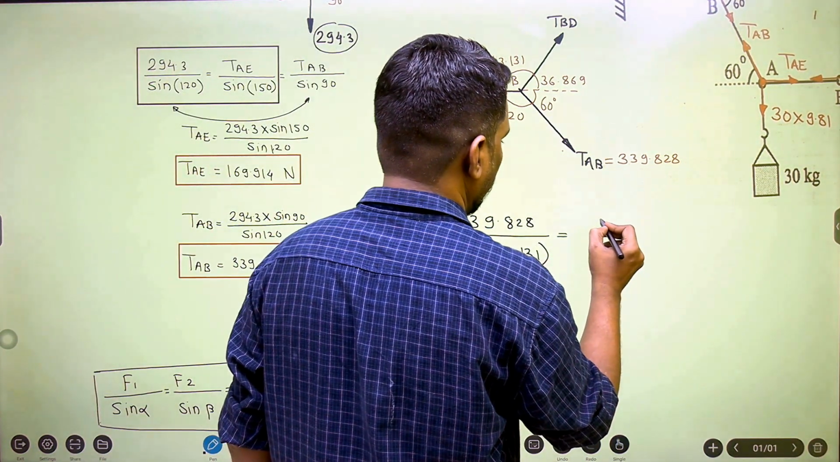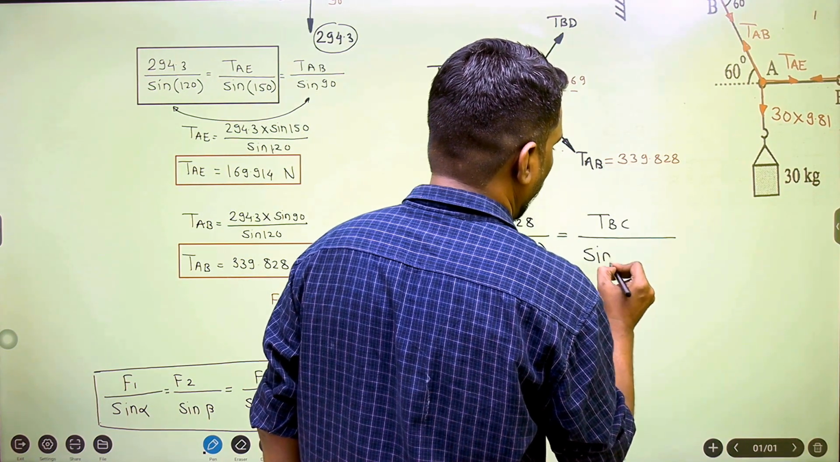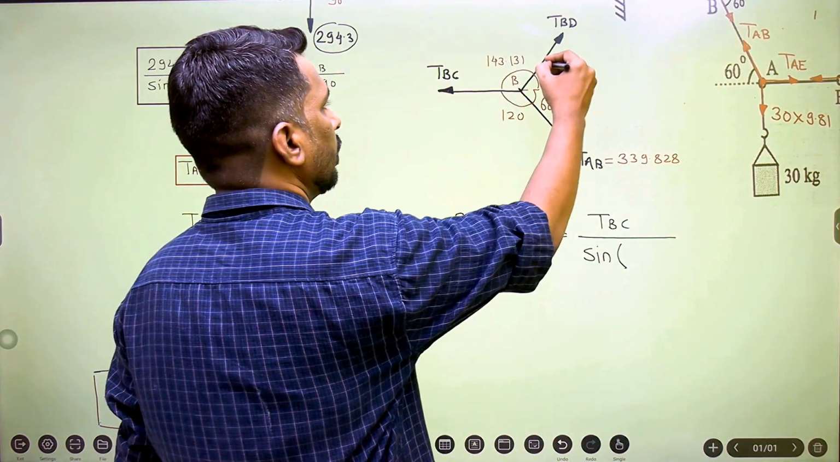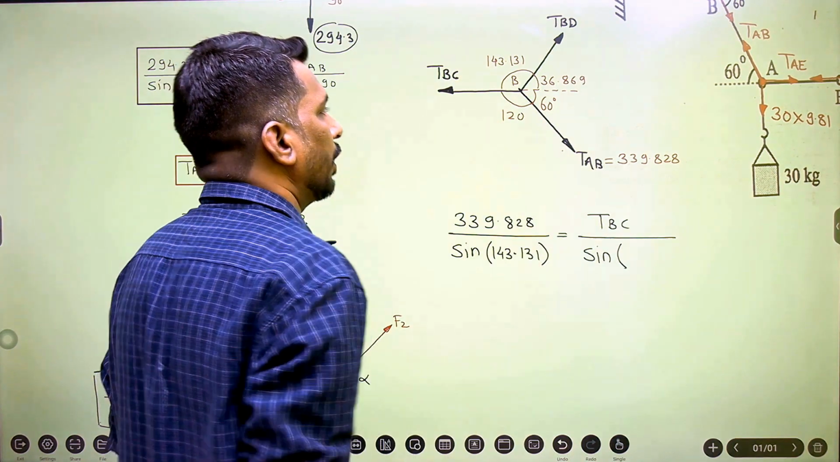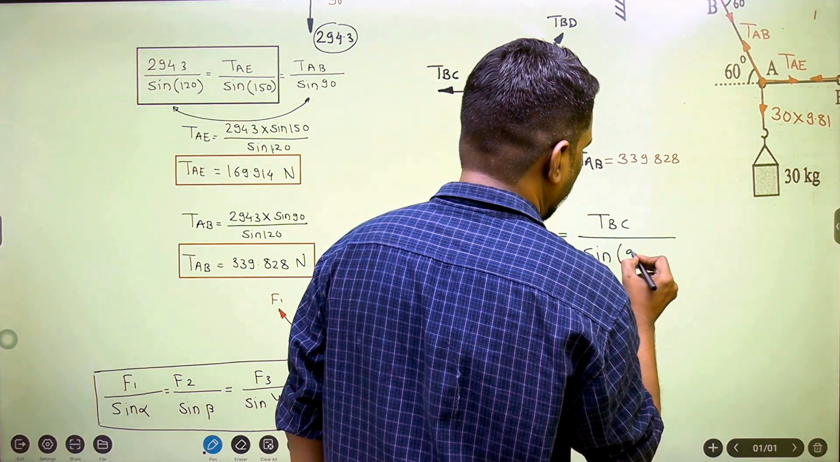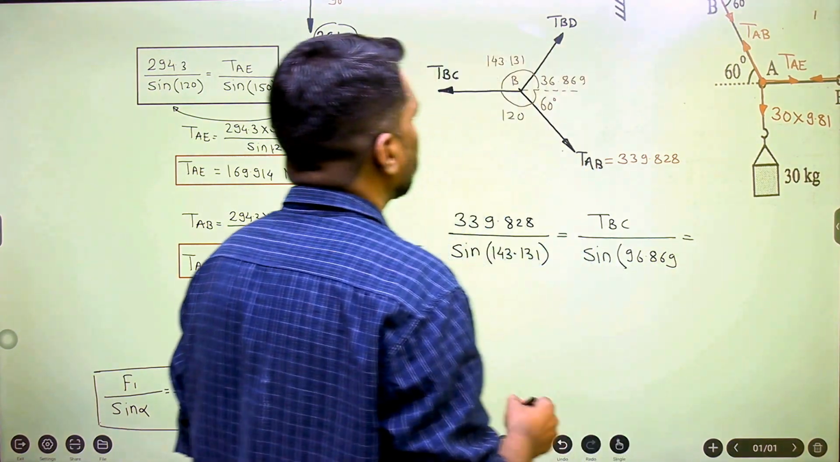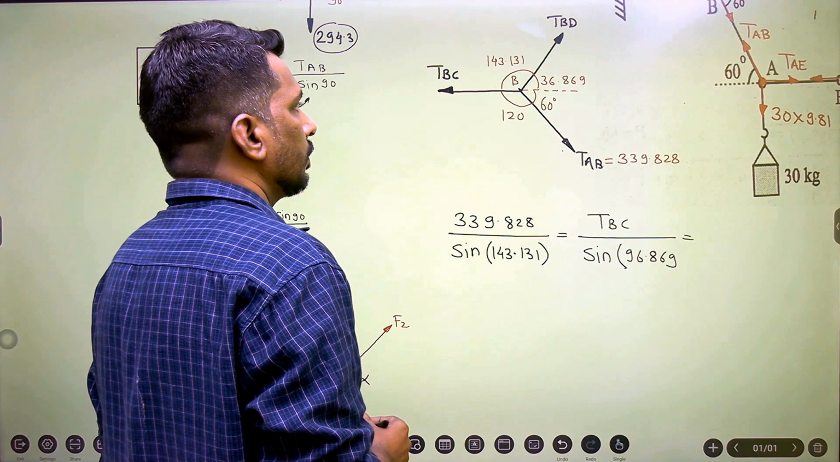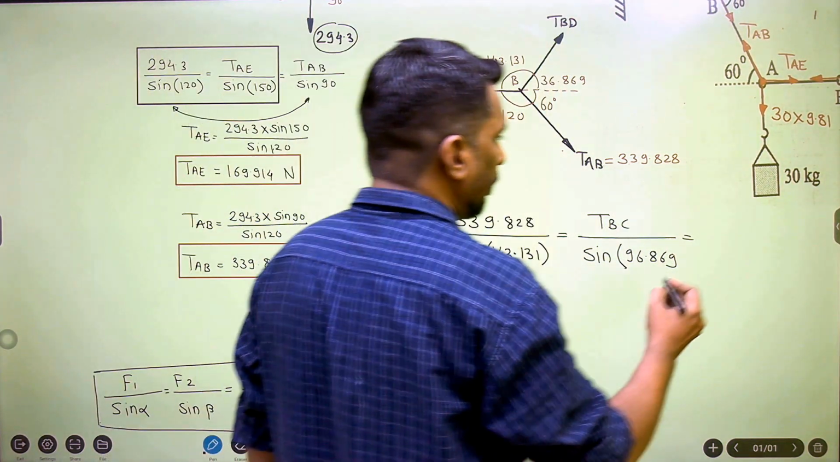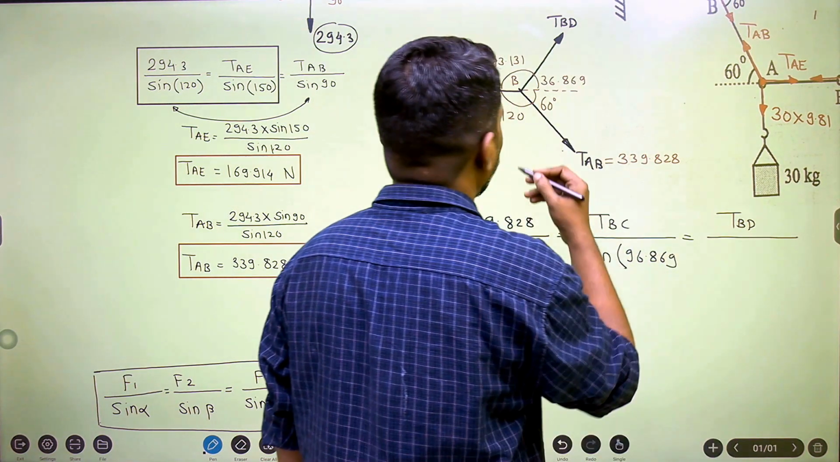Which is equal to TBC divided by sine of the angle between the other two forces. So this is the angle. So 60 plus 36.869 becomes 96.869. So here I'll mention 96.869, which is equal to the remaining force TBD divided by sine of angle 120.